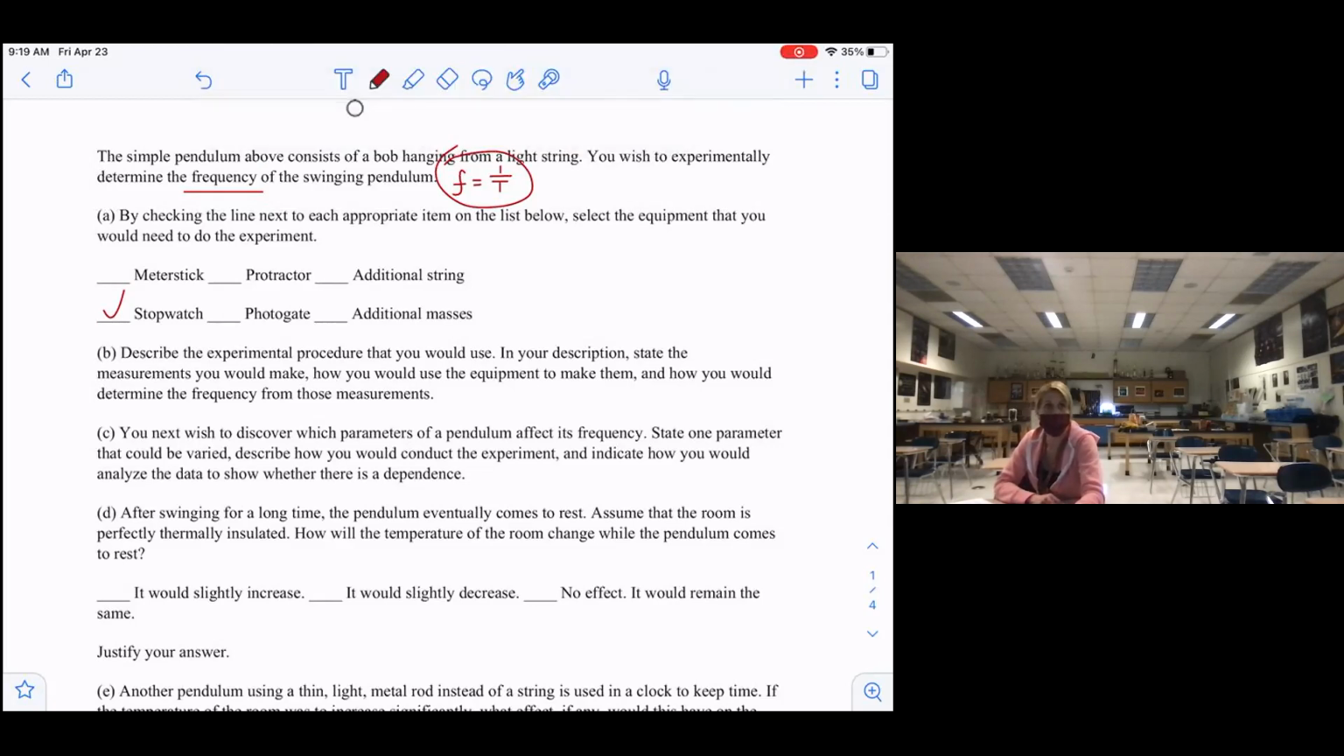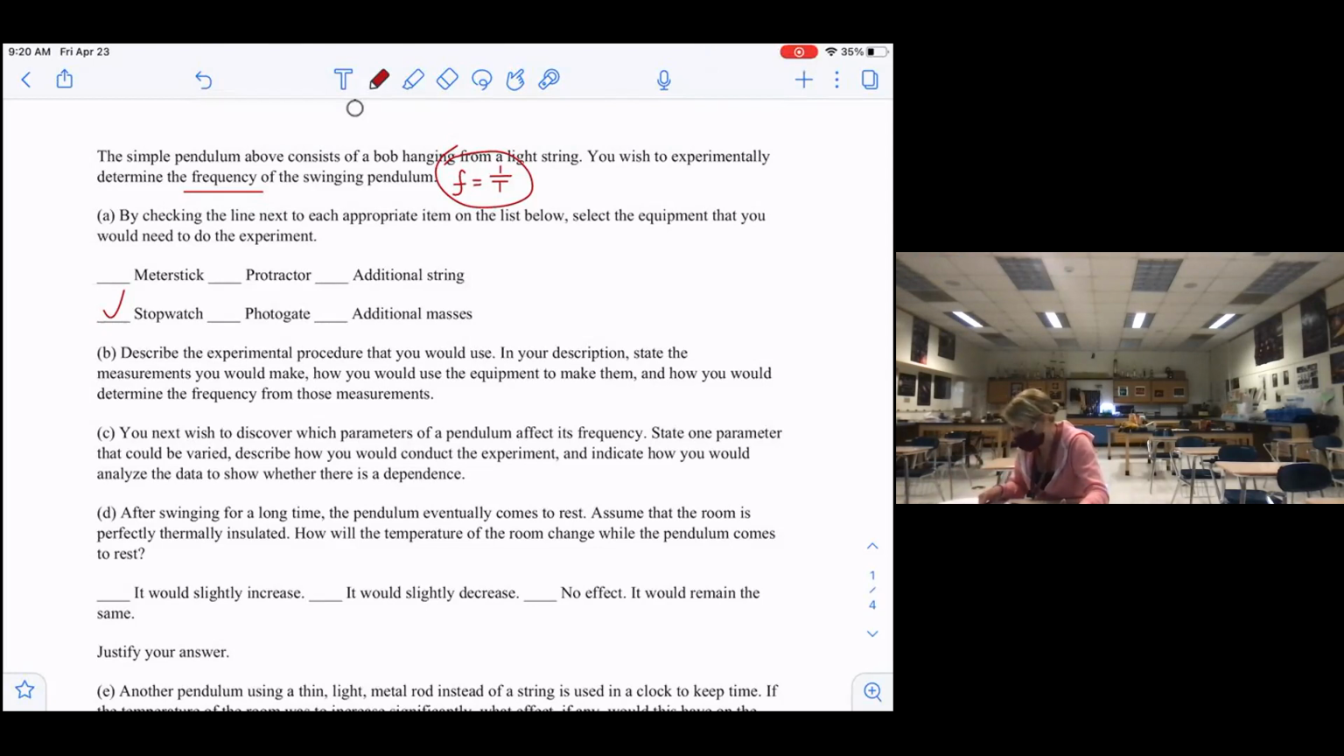Okay. So again, you're just describing how you're going to conduct the experiment. You do not need to talk about results. You should probably put something about reducing error, maybe. You could do multiple trials. It can't hurt you. I don't know if it's counted in this one, because we already talked about error in the last one. Part C.